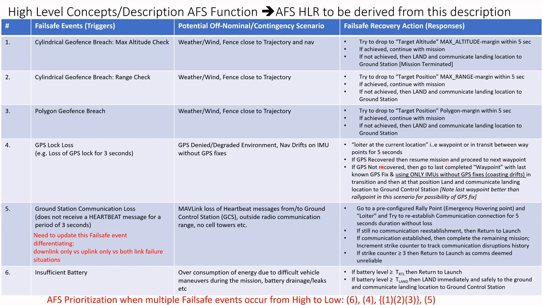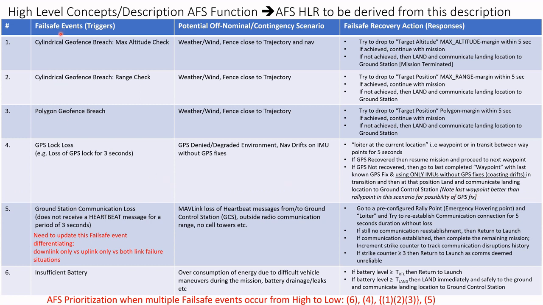But if the recovery does not happen within 5 seconds, then the idea is to go to the last waypoint, because presumably this was the last known location. There is a high chance that there was a GPS signal available at the previous waypoint. So you can go back to the place where you had the last nav fix via the GPS. And you can coast to that location using only the IMUs, and then land and communicate a landing position to the ground control system.